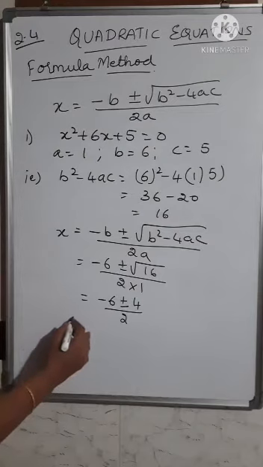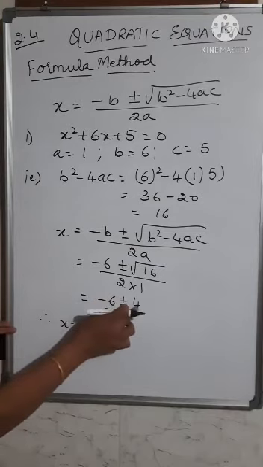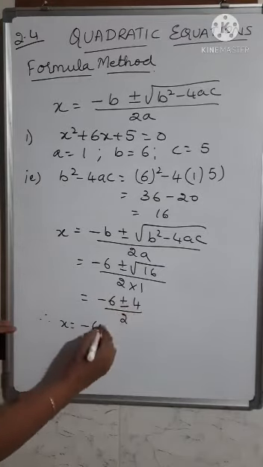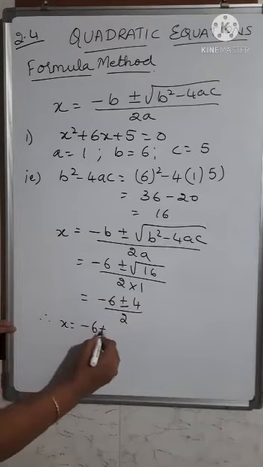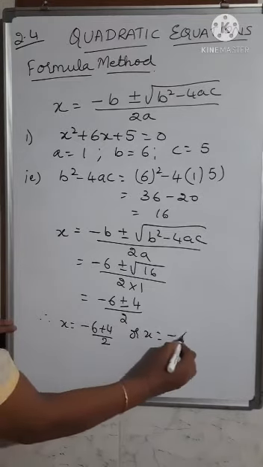So this can be written as x is equal to minus 6, once with the plus sign where you write 4, and the next time with the minus sign. So minus 6 plus 4 upon 2, and then minus 6 minus 4 upon 2.